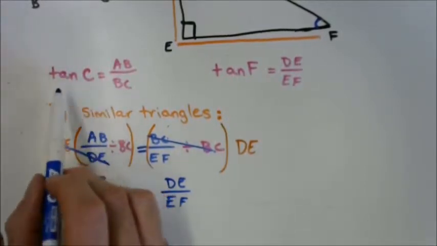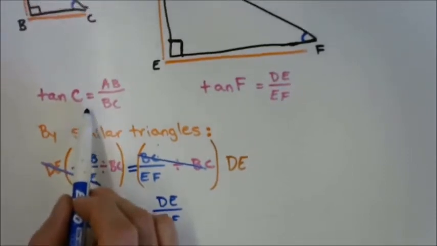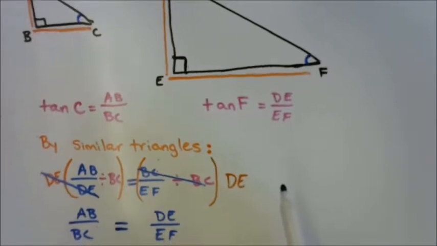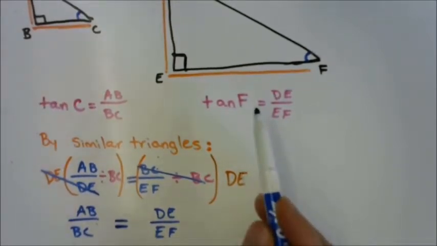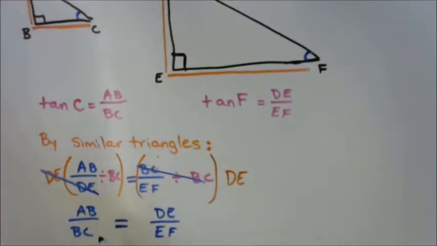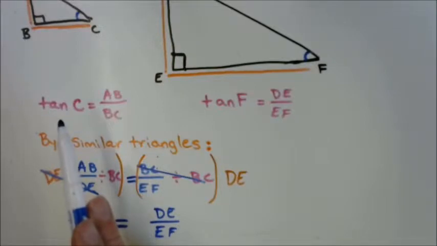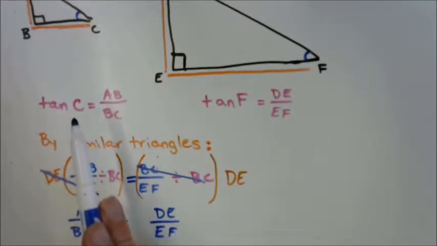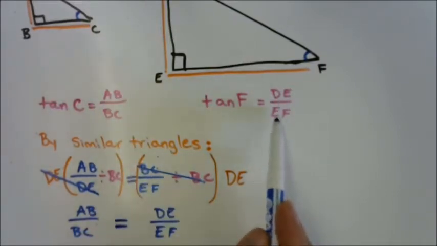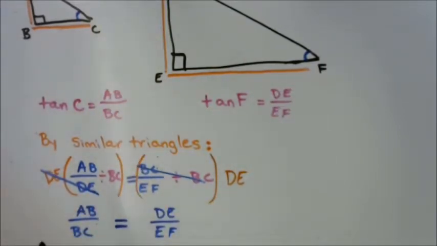Look what we got as our tangent ratio of C in our little triangle, AB over BC. And look what we got as our tangent ratio of F in our big triangle, DE over EF. And look, they're equal. Okay? So the tangent ratio of the corresponding angles is going to be the same no matter how big or small your triangle gets.